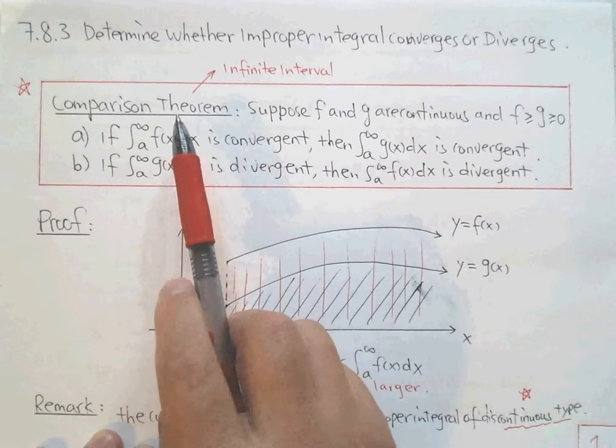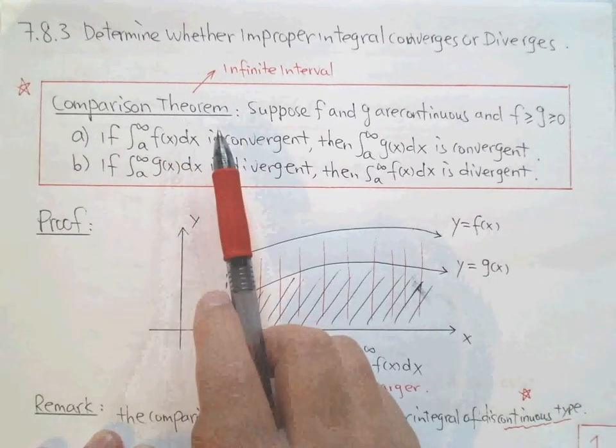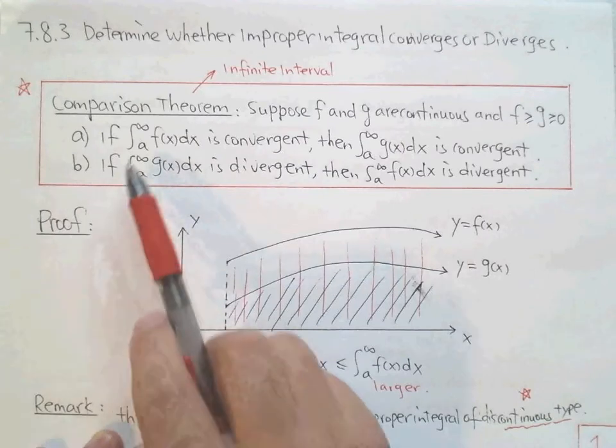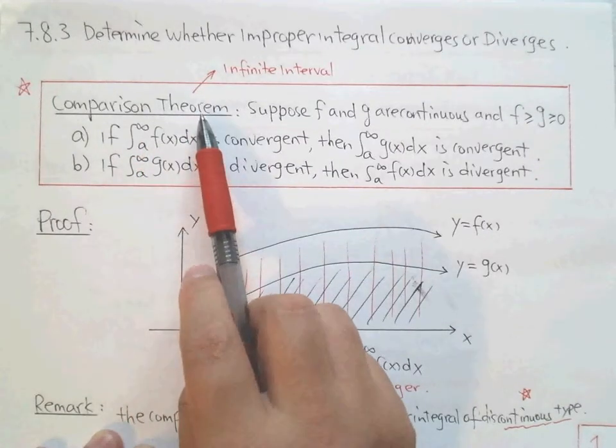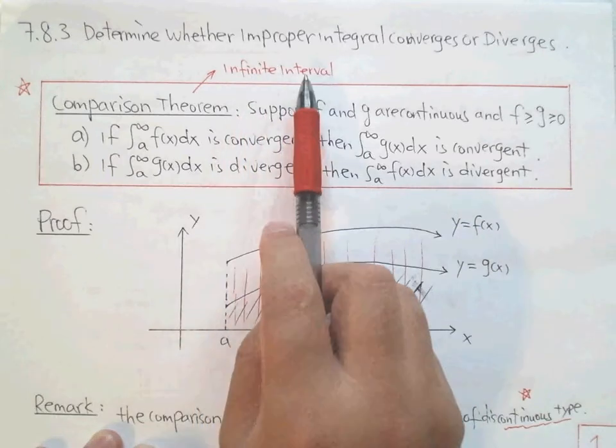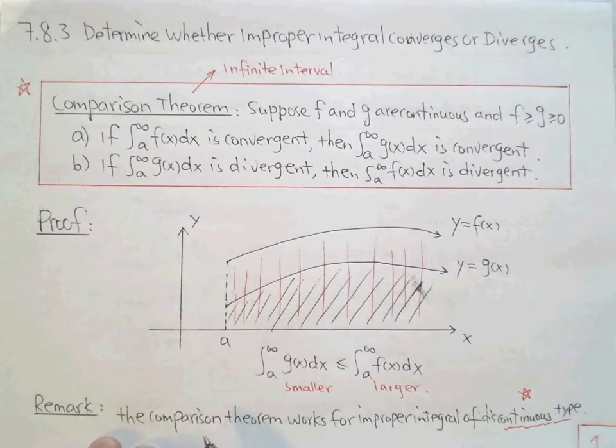So we can do the comparison. It's very easy to get the answer. That we call the comparison theorem. The theorem states it's only for infinite intervals, but don't worry, because later we have a remark, and this theorem also works for another type, which is the discontinuous type. What does this theorem mean?